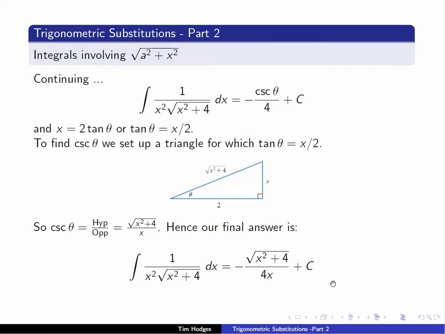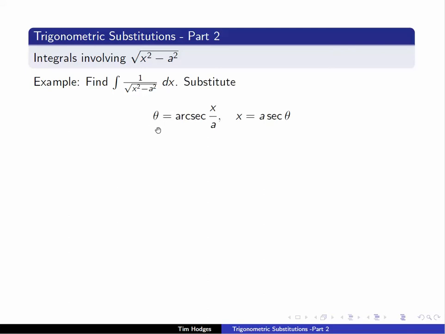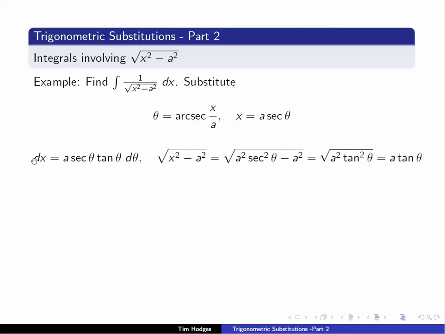Let's move on and look at an example of the other kind of substitution that we want to discuss. That's integrals involving root x squared minus a squared. So let's do a simple version of this, the integral of 1 over root x squared minus a squared. For this, we're going to use the substitution theta equals arcsecant x over a, or more familiarly, x equals a secant theta. So the differential in this case will be dx equals a secant theta tan theta d theta.